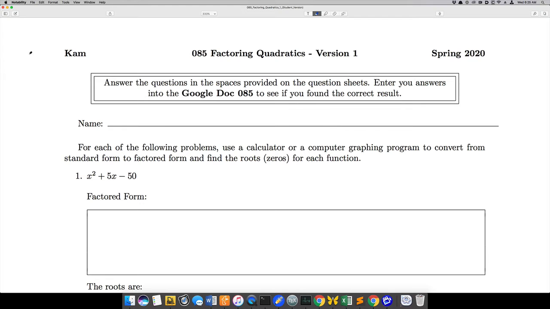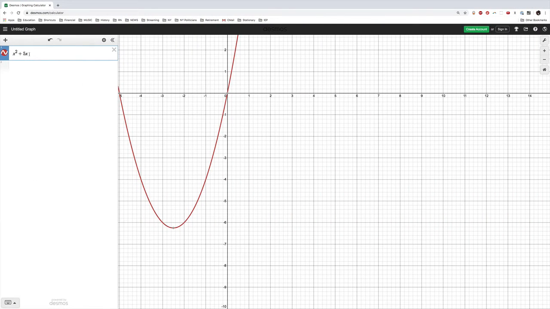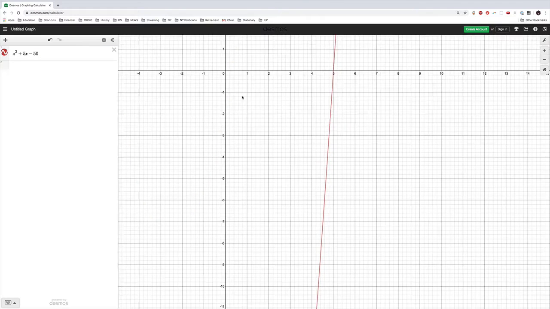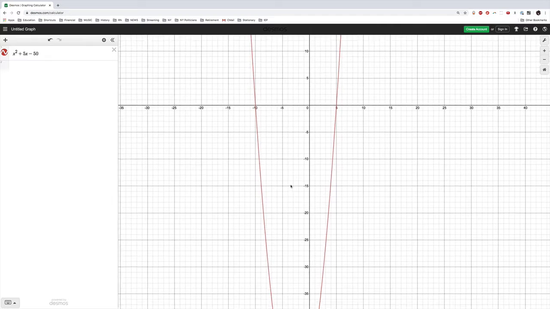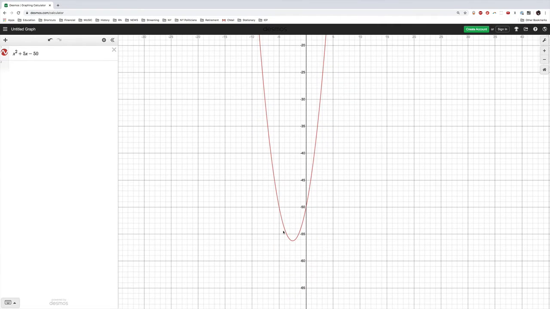And the last number here is minus 50. So we're going to go ahead and put in minus 50. You'll notice now the graph has gone way down. So let's zoom out a lot more. If I go all the way down, the bottom point has gone all the way down to negative 56.25. That's known as the vertex. The bottom or top point is known as the vertex.